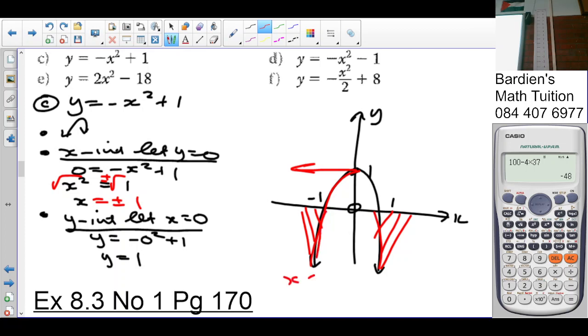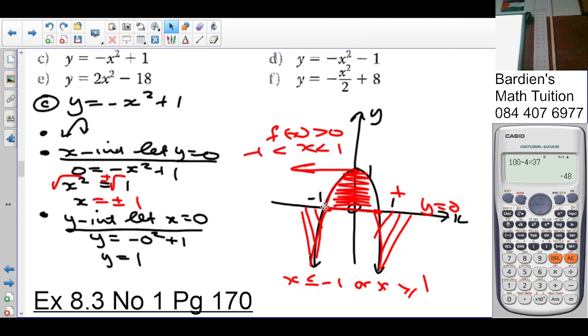So in other words, x must be less than or equal to negative 1, or x must be more than or equal to 1. And the last one is f of x greater than 0. It's a continuous solution. With f of x greater than 0, it's this part on top. Okay, so it's from negative 1 to 1. X is greater than negative 1 but less than 1.